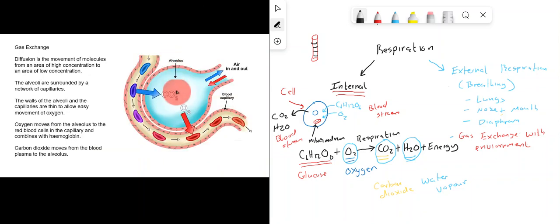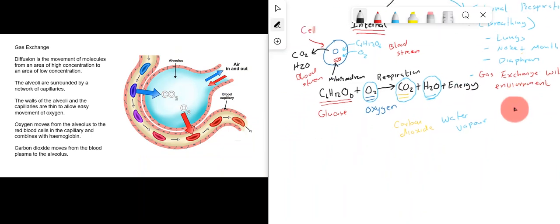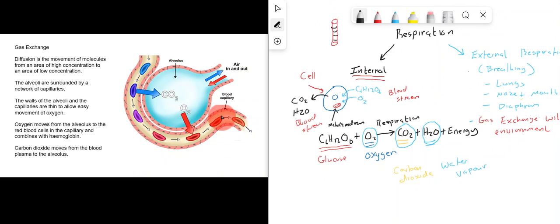So then we want to think about what happens when the oxygen has gone down through the lungs and gets down into the air sacs, which are called alveoli. Basically what happens here is this process of gas exchange. You have oxygen being exchanged with carbon dioxide. Diffusion is the movement of molecules from an area of high concentration to an area of low concentration.